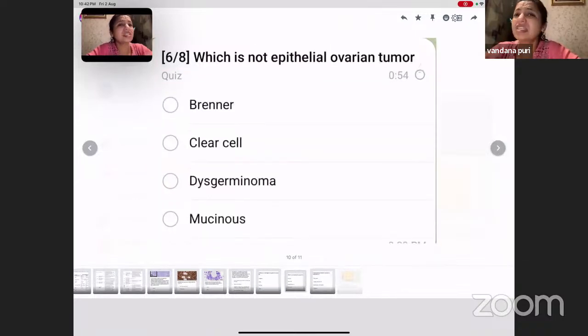Okay, so next was a simple question: which is not an epithelial ovarian tumor. Please remember, epithelial ovarian tumors are those that arise from any epithelium. So either it can be serous papillary tumors if they resemble the epithelium of the fallopian tube, mucinous tumors if they resemble the epithelium of the cervix, or they can be Brenners if they resemble the transitional epithelium. They can be clear cell or endometrioid if they resemble the endometrial epithelium. So these are the 5 types of epithelial ovarian cancer.